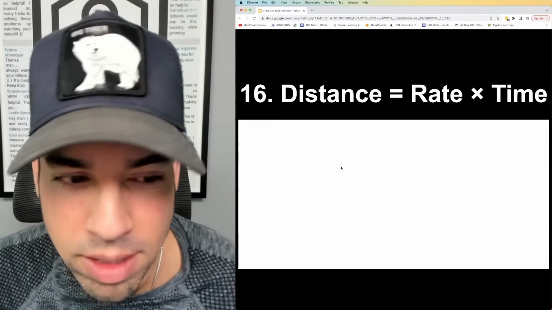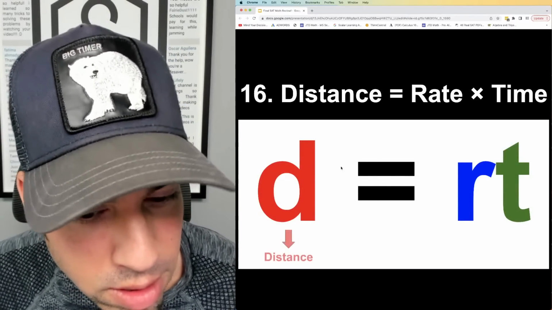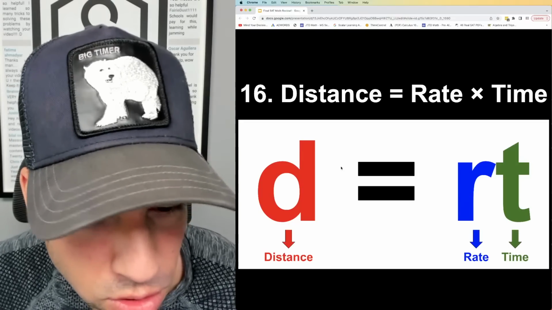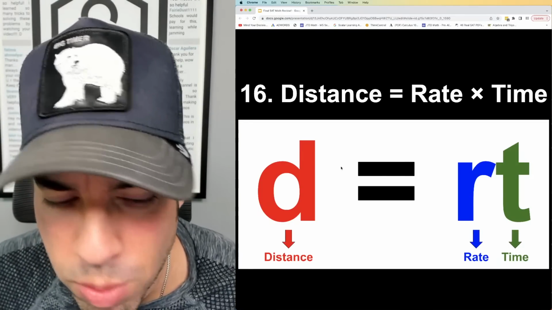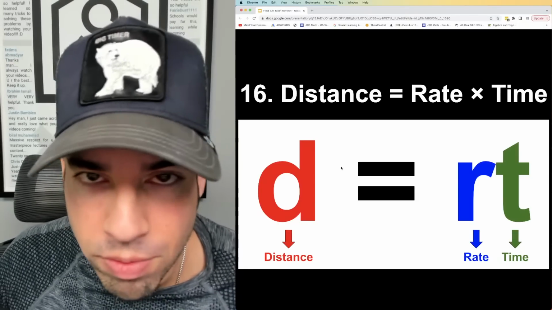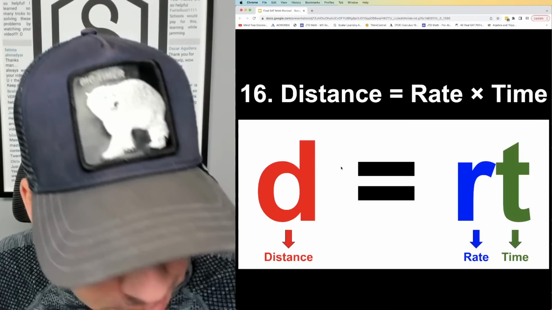Distance equals rate times time. Simple, but very, very powerful, right? Distance equals rate times time. And there's a lot of distance and rate problems and stuff. And you might say, well, this formula is so simple, what's the point? But I'm telling you, it's nice to just make sure you have it fresh in your mind and to apply it when need be. Okay.